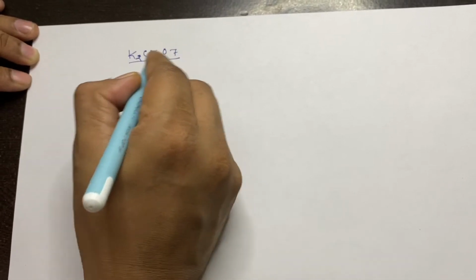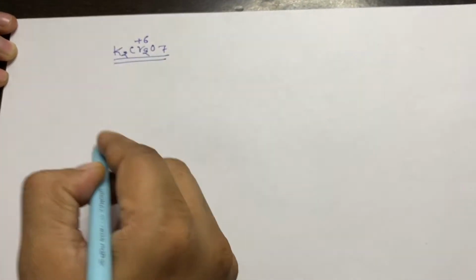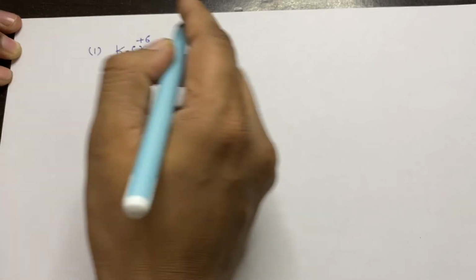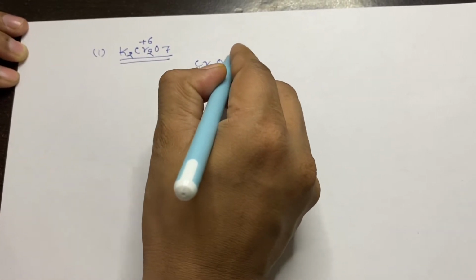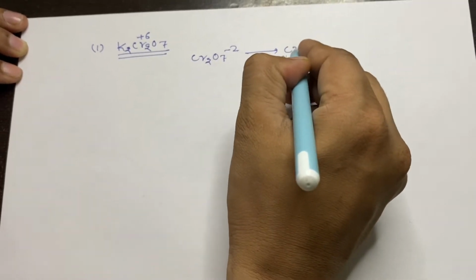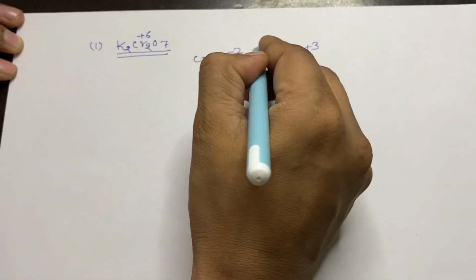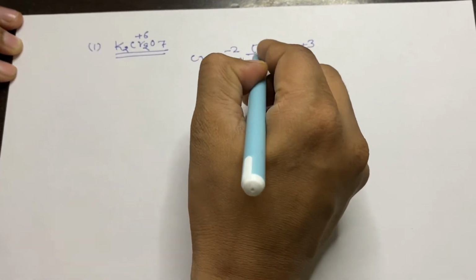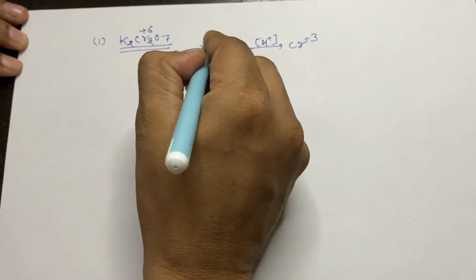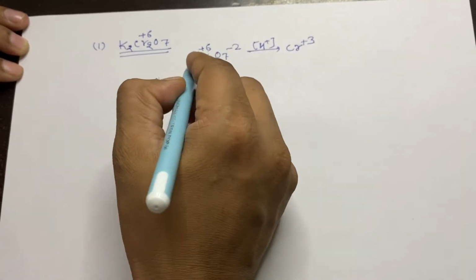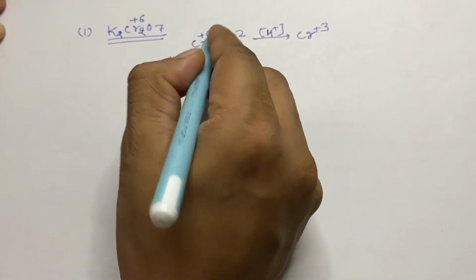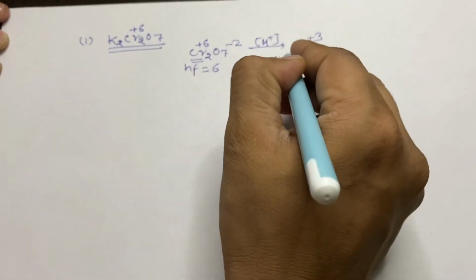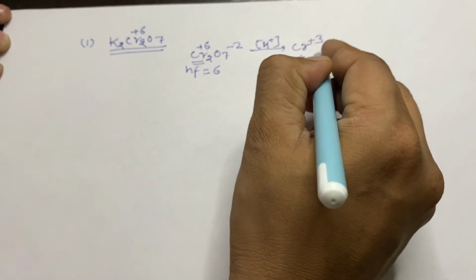K2Cr2O7, which is dichromate. Chromium is in the plus 6 oxidation state. Dichromate changes into Cr plus 3 in acidic medium. So there will be a change in the oxidation number from plus 6 to plus 3. So the N factor of dichromate will be 6, and here the N factor will be 3.